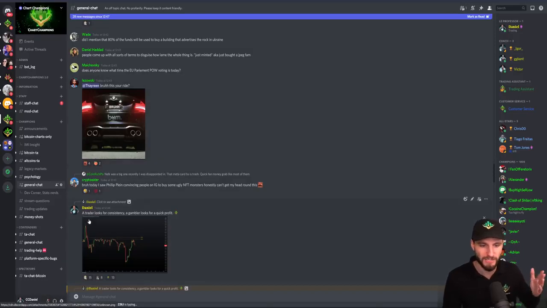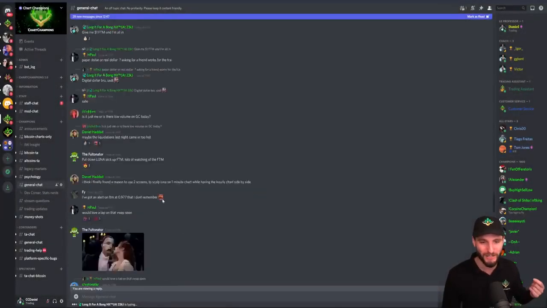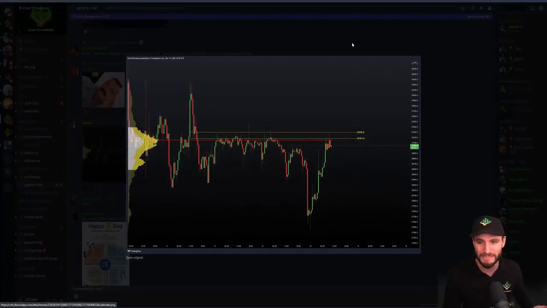It's like I was saying here, actually, to the group: a trader looks for consistency. A gambler looks for quick profits. Obviously referring to that high probability trade that we took earlier when we were up at that CC level.